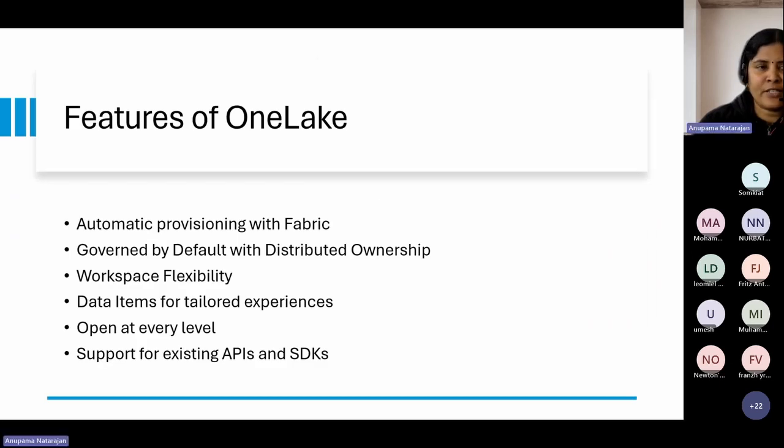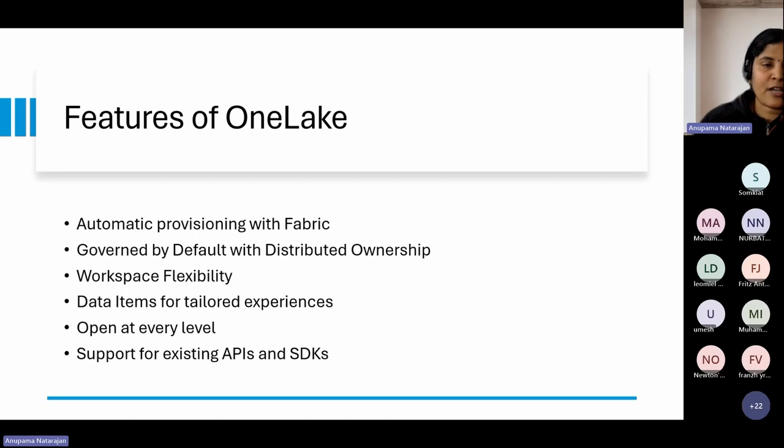So what are the key features of OneLake? The first and foremost is we don't need to provision anything on OneLake. If you provision Fabric, it is automatically going to provision you a OneLake. So you don't need to worry about any overhead of any setup in relation to OneLake. And by default, it is governed with distributed ownership. So you can easily set up the ownership around the different parts of OneLake so that you can have a distributed ownership rather than having just one person as a gatekeeper.